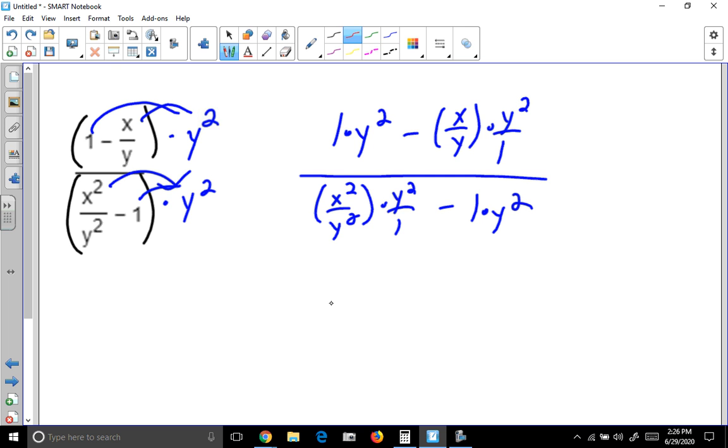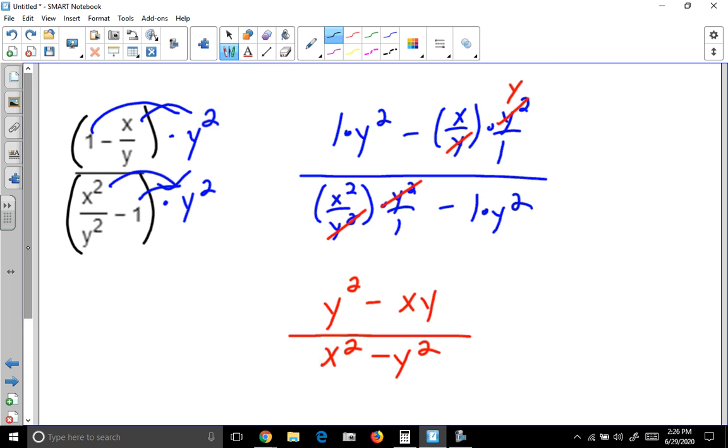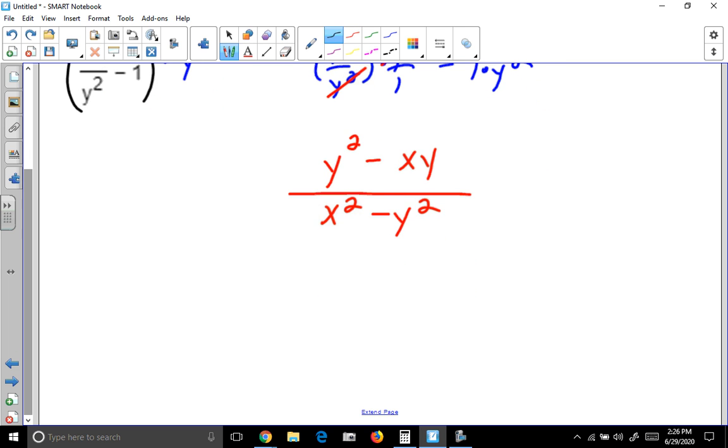So 1 times y squared is y squared. This y cancels one of those out, leaving us x times y. On bottom, this y squared and that one cancel, leaving us x squared minus y squared. So we've simplified it. We have made it no longer a complex fraction, but we do need to see if this fraction reduces or not.